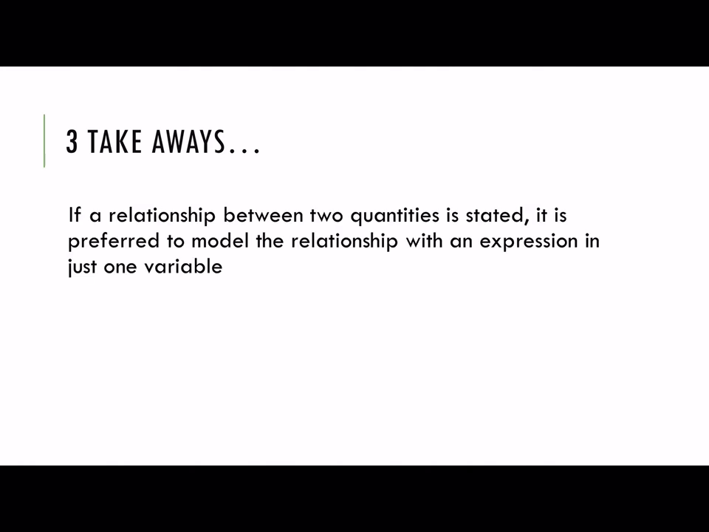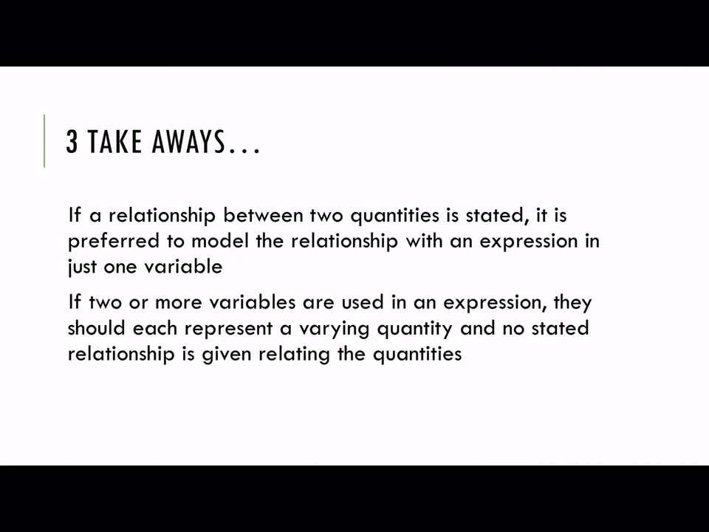Here are 3 takeaways from the lesson. If a relationship between 2 quantities is stated, it is preferred to model the relationship with an expression in just one variable. So if you can, write one variable in terms of the other and then substitute it into the expression, that's preferred. If 2 or more variables are used in an expression, they should represent varying quantities, like our apples. X and Y represented both apples, but different numbers of apples. And it could be any number of apples.